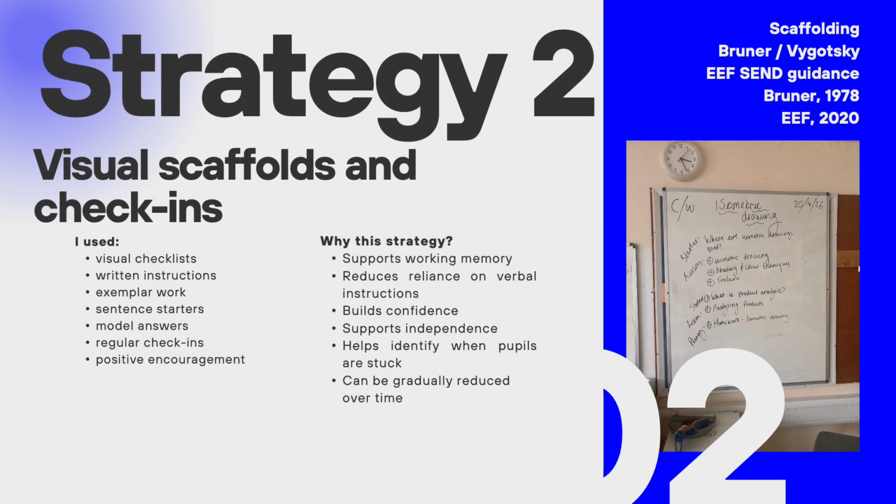My second strategy was visual scaffolds and check-ins. This included visual checklists, written instructions, exemplar work, sentence starters, and model answers. This links to scaffolding because support is used to help pupils access the task, but should be gradually reduced over time. I chose this strategy because both pupils have barriers linked to working memory, attention, and processing, so relying only on verbal instructions was not enough.